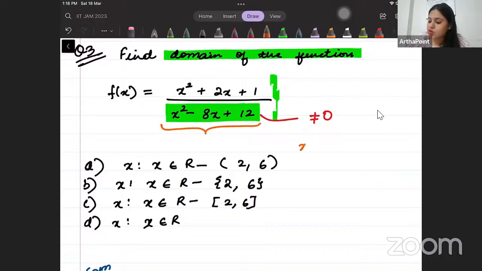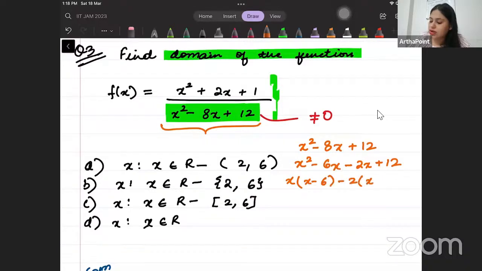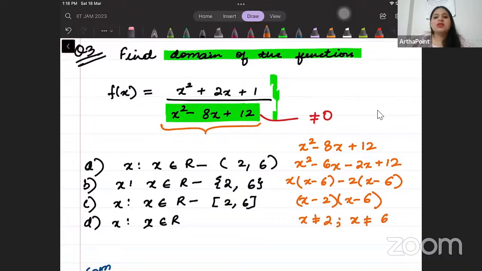What will you get? x square minus 8x plus 12 is given to you. This can be x square minus 6x minus 2x plus 12, because 6 into 2 is 12. So x(x minus 6) minus 2(x minus 6). So this will be (x minus 2)(x minus 6). And I don't want the denominator to be 0. So I don't want x as 2 and I don't want x as 6. That is it.